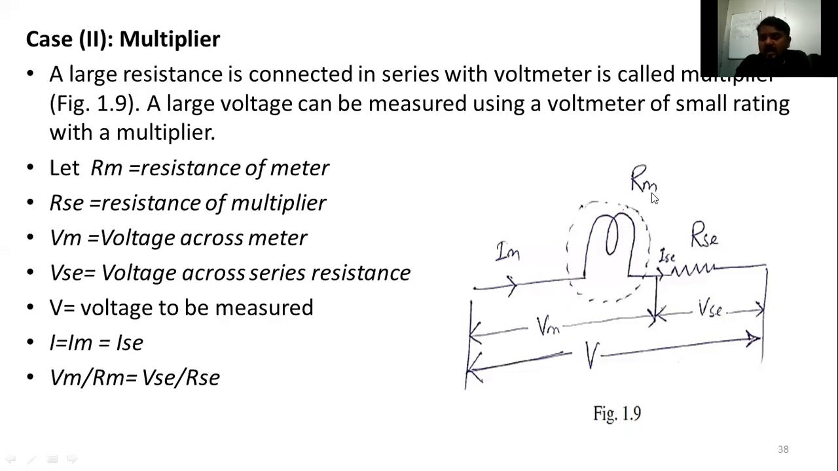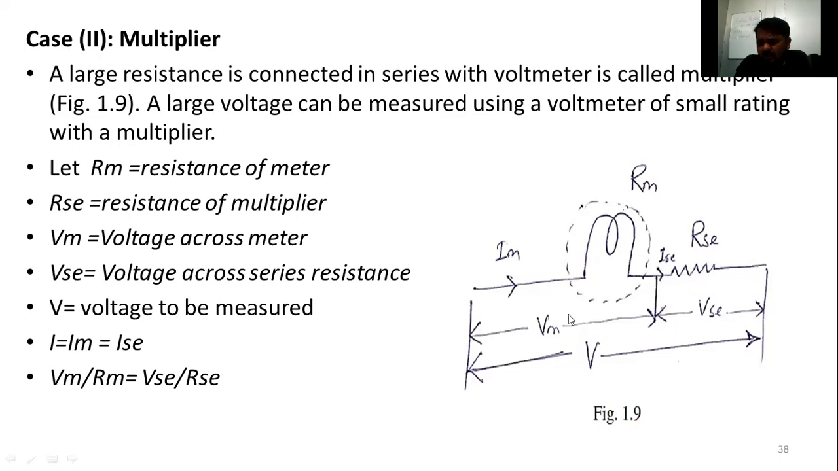What do we mean by RM? RM is the resistance of the meter. IM is the current flowing through the meter. ISC is the current flowing through the series resistance. RSC is the series resistance, and VM is the voltage across the meter, the voltmeter. VSC is the voltage across the series resistance.